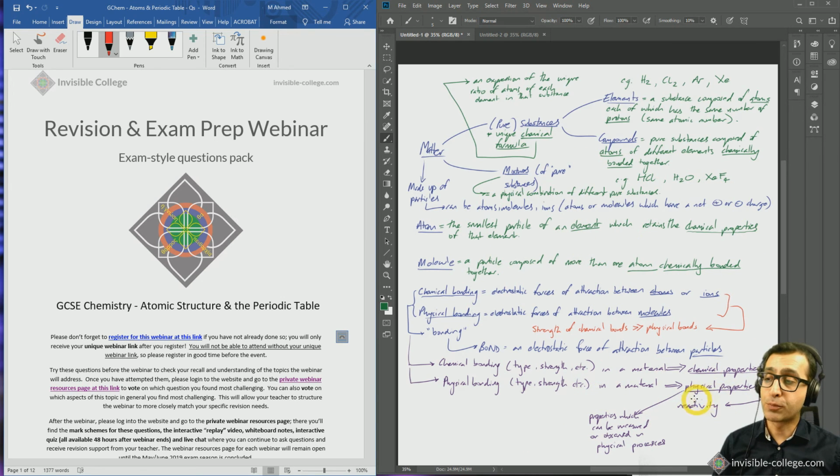So physical properties, like the ones that I've described, will show a trend as you go down a group, within a group, or they will show trends as you go across the periodic table, across periods. So let me quickly bring up some slides to illustrate that.